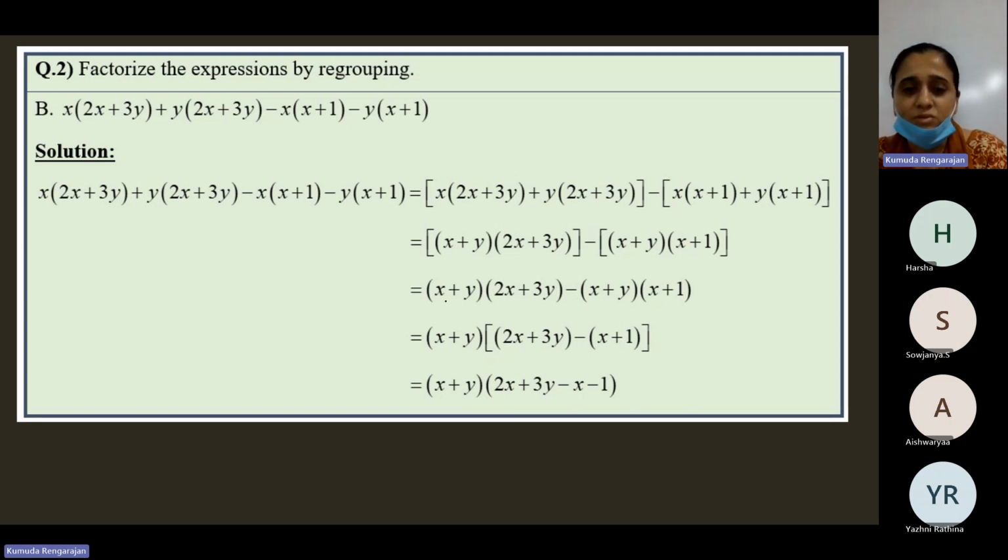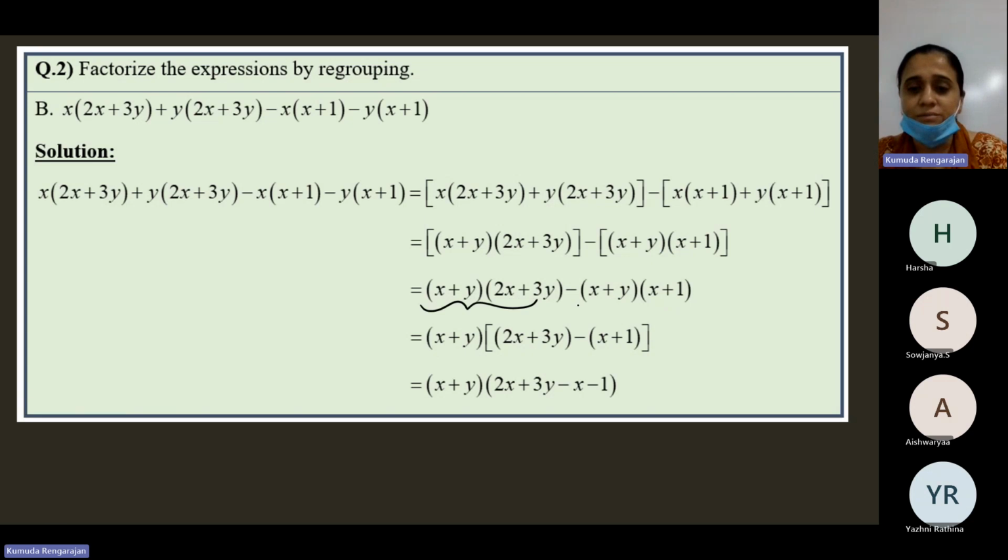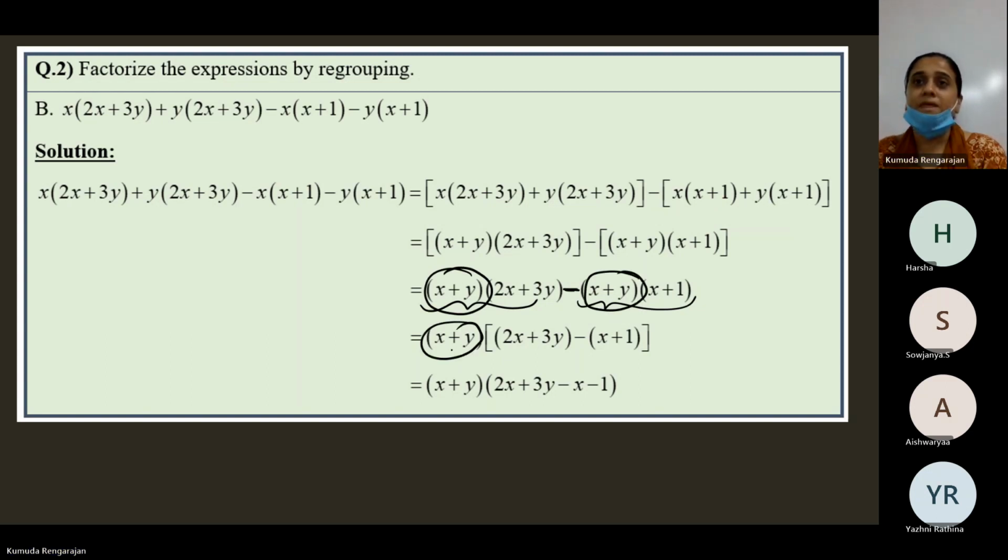Now, what's common between these two? X plus y is common. Write x plus y once, and then in the bracket, you should write this one minus this one. See here, this is one term and this is another term, separated by a minus sign. X plus y is common, so write it once, then in the bracket write this one, then the minus, then this one.